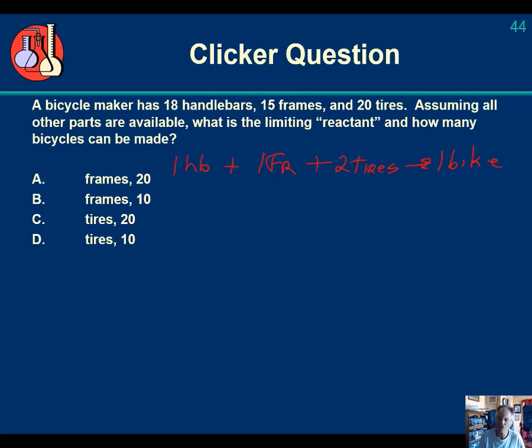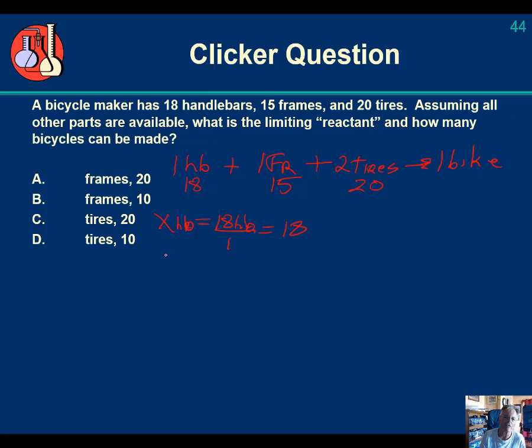I actually have 2 methods for doing this. I'm going to show you the simplest method first. So let's take a look at what we've got. We've got 18 handlebars, 15 frames, and 20 tires. And so I want to know which one's limiting. Well, let's just say I take my handlebars, and I've got 18 handlebars. I'm just going to divide by its coefficient, and when I divide by the coefficient, I get 18.